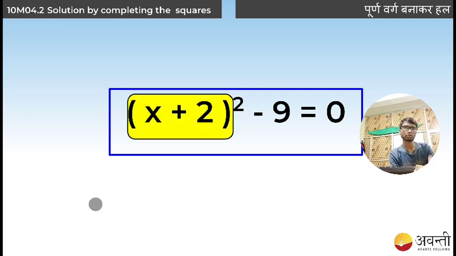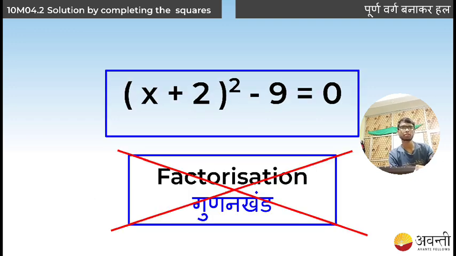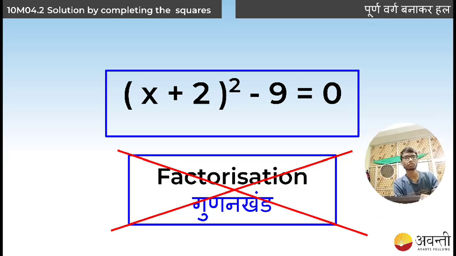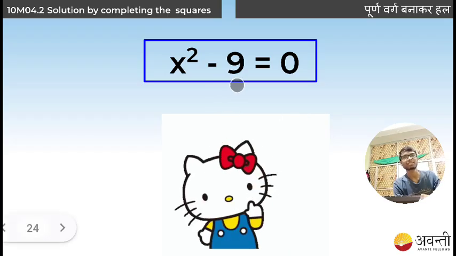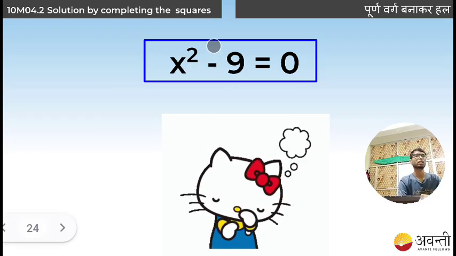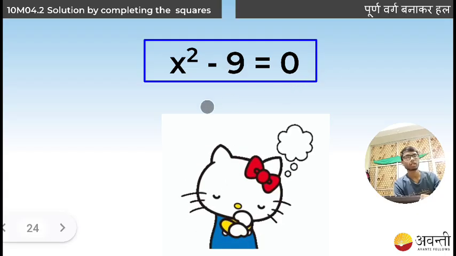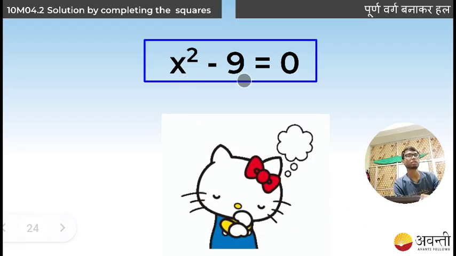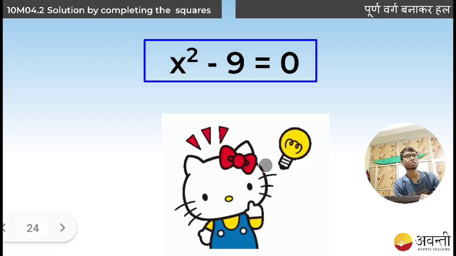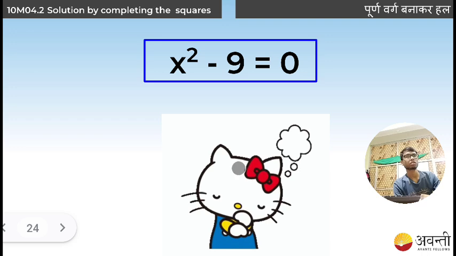X plus 2. Factorization. Now what about this? X square minus 9. Here we can see that 9 is a perfect square of 3. And we know that a square minus b square becomes (a plus b) inside the bracket, then (a minus b). So a is x and b is 3. So x plus 3, then x minus 3.